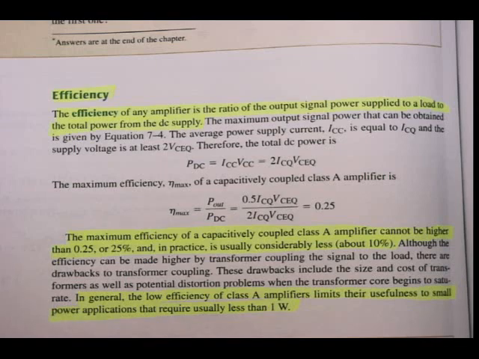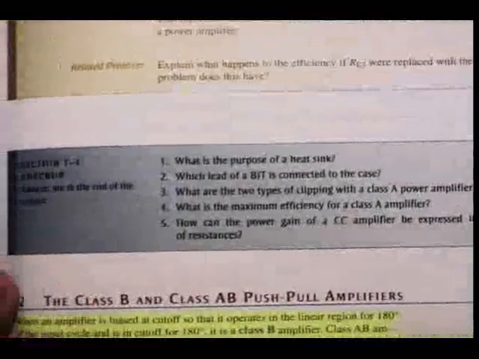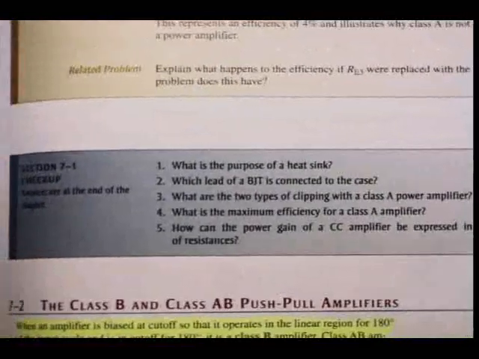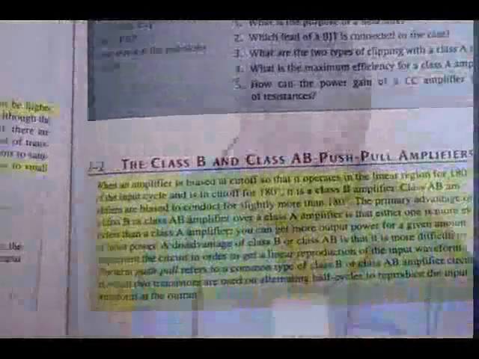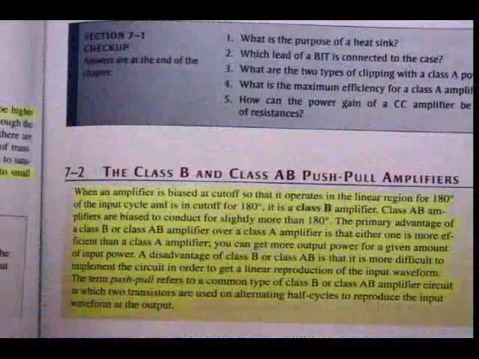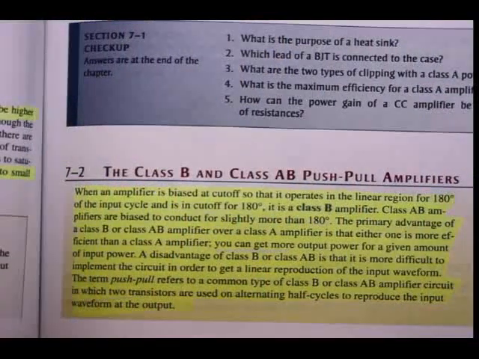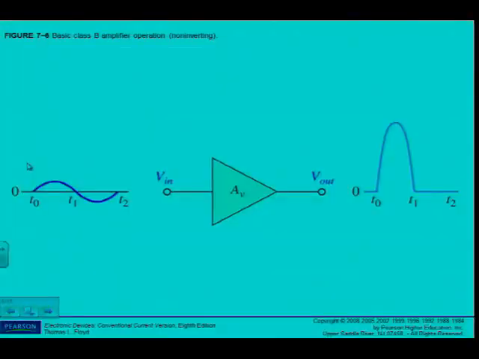Alright, that concludes the Class A amplifier. Let's have a look at the Class B amplifier. We've seen for a Class A amplifier, as in the previous chapters as well, I have to bias it. First I bias it so that I can get the Q point in the middle of the load line so that my input signal has maximum swing between cutoff and saturation. Now let's have a look at this amplifier, the Class B amplifier.